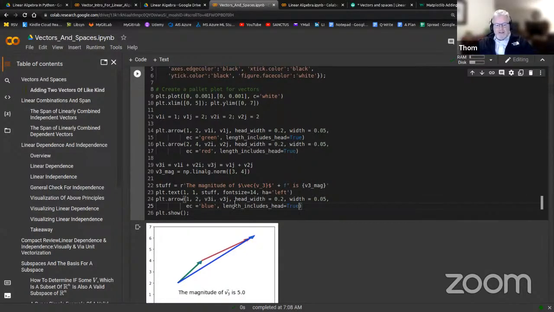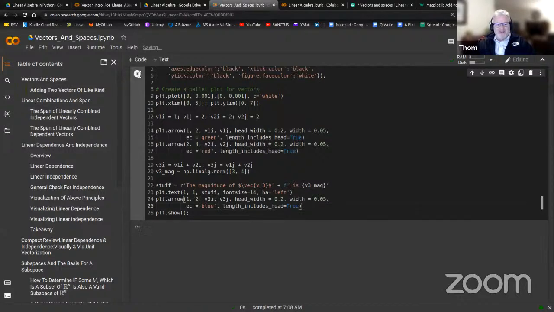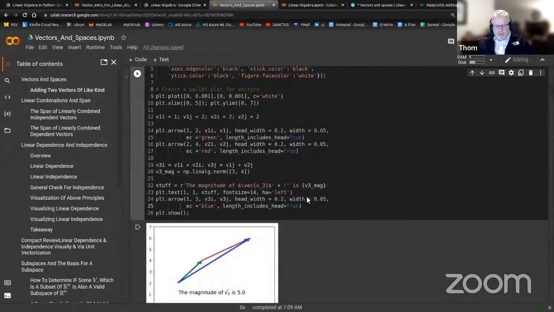And so just adding this statement, length includes head equals true. And then you'll see I had put it on these two and forgot to put it here, but that's good because then you can see, boom, now those arrowheads are overlapping and we can see the true length on this scale.